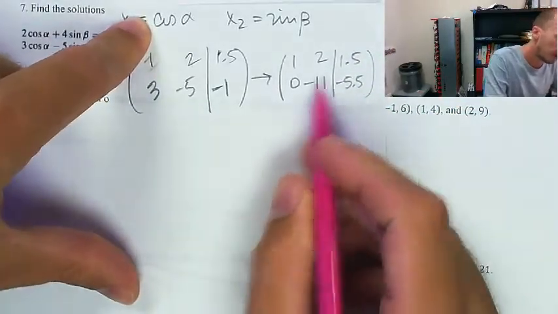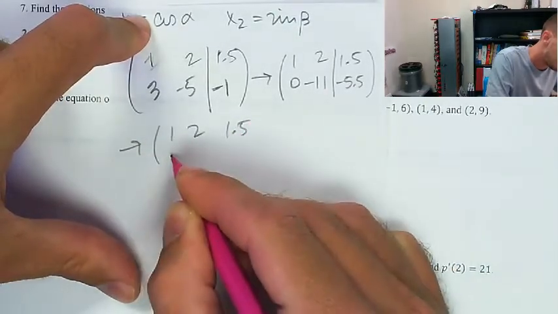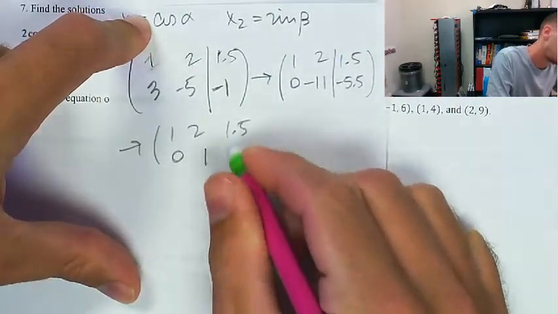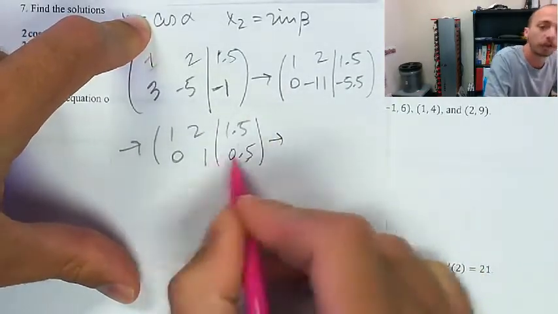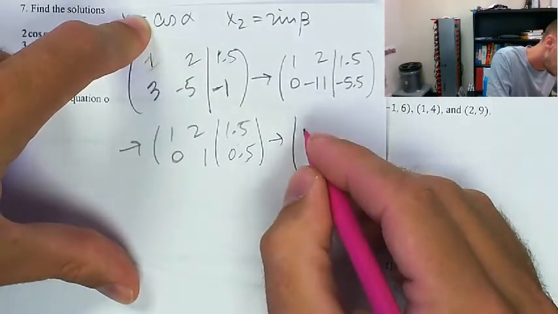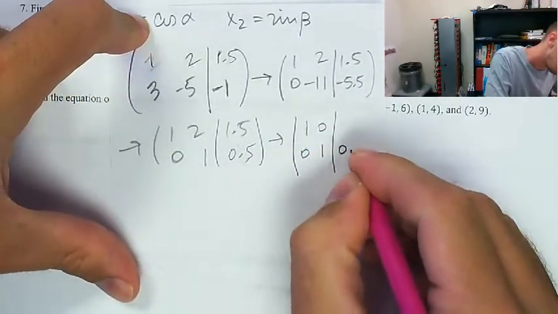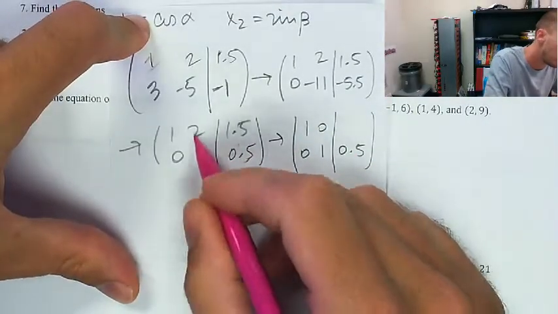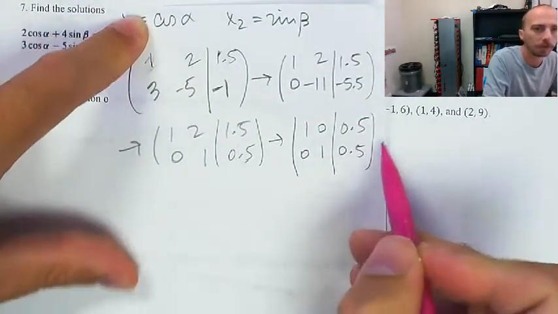Okay, so I'm going to divide by -11, and I'm going to get 1, 2, 1.5, 0, 1, 0.5. Then I'm going to subtract 2 copies of row 2 from row 1, and I'll have 1, 0, 0, 1. So I know there's going to be a solution. Okay, so I subtracted 2 halves, so I'm subtracting 1, and what do you know? x1 is 0.5 and x2 is 0.5.